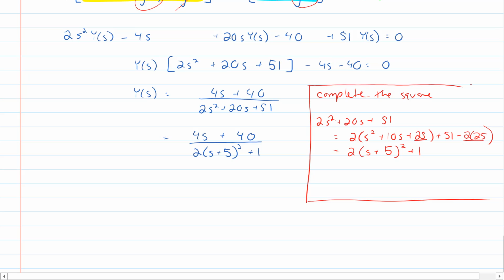Now this is starting to look like something we can take the inverse Laplace transform of. It looks like a sine or cosine term, but what we actually want on the bottom is (s − a)² + ω² without the coefficient of 2 on the front. So the easiest way to deal with this is to divide the top and bottom by 2. You're going to get (2s + 20) divided by (s + 5)² + 1/2.